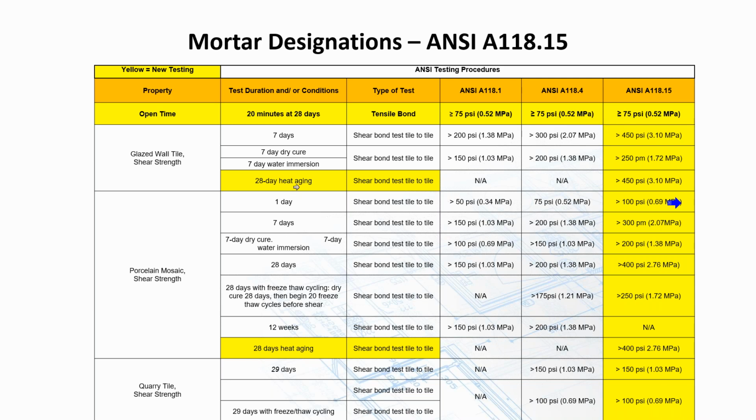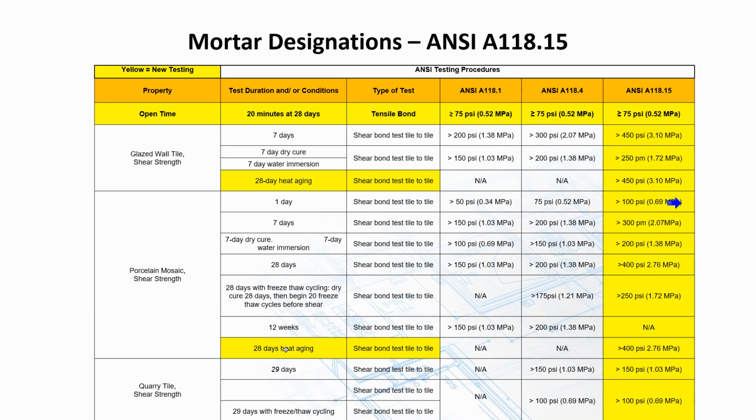But when it comes to 28-day heat aging, you can see that there is no testing for that at 118.1. There is no testing for that at 118.4. But again, for wall tile, it has to have better than 450 PSI after 28 days. 14 of those days at 158 degrees. You'll see that all of the shear strengths are improved. We go from 150 for 118.1 to 200 PSI. That's 30% higher for 118.4, and then 250 PSI for 118.15.